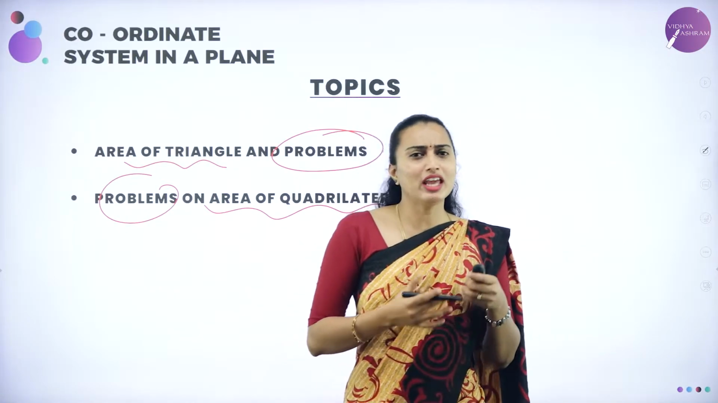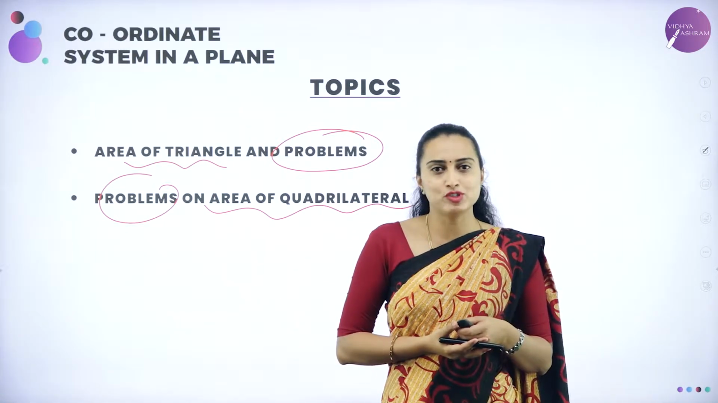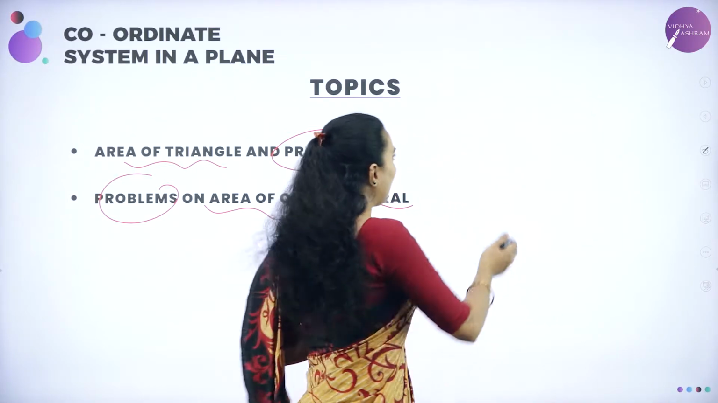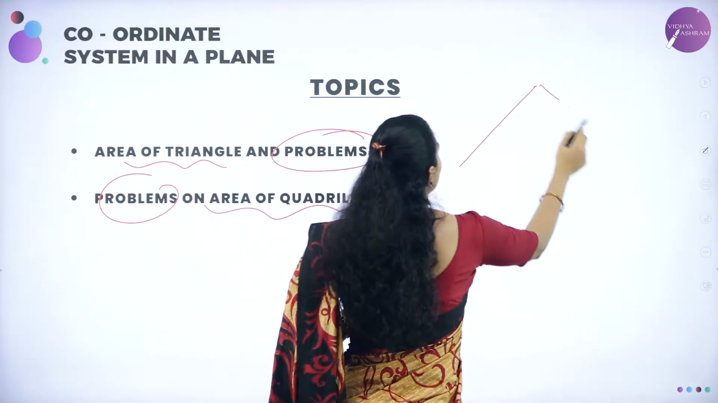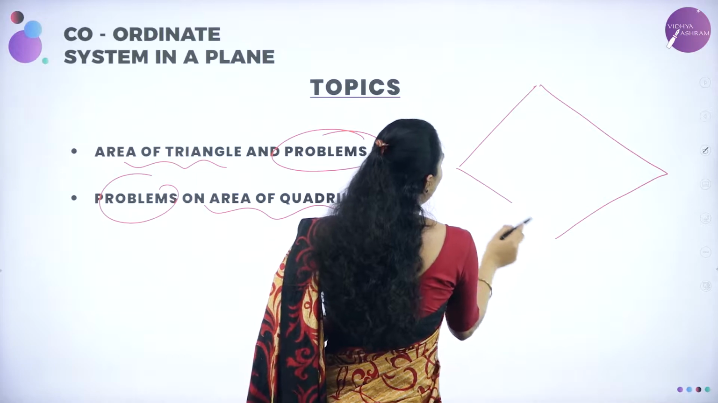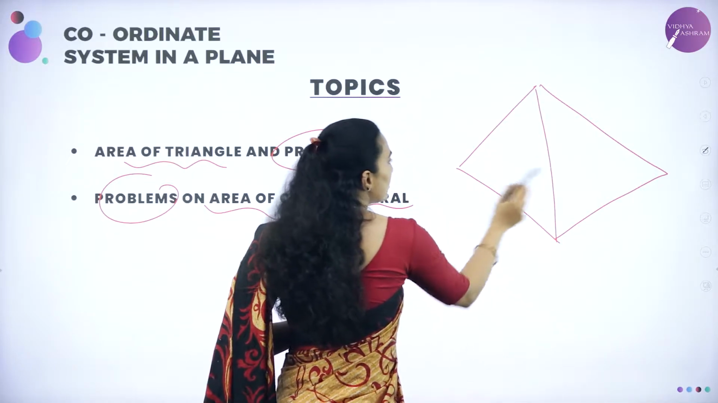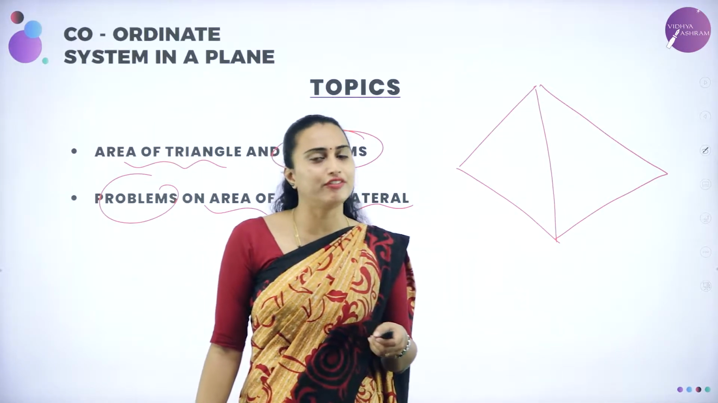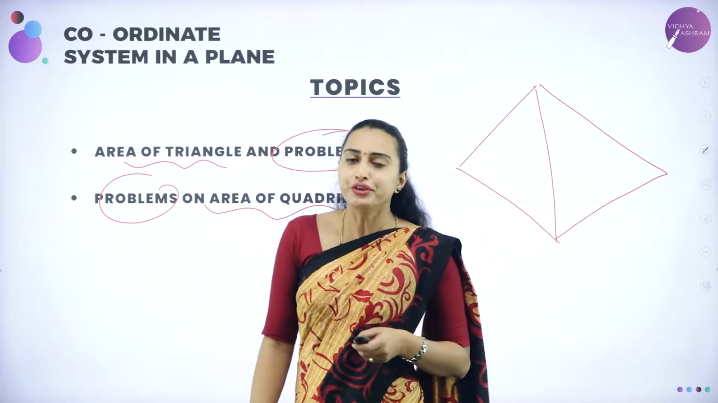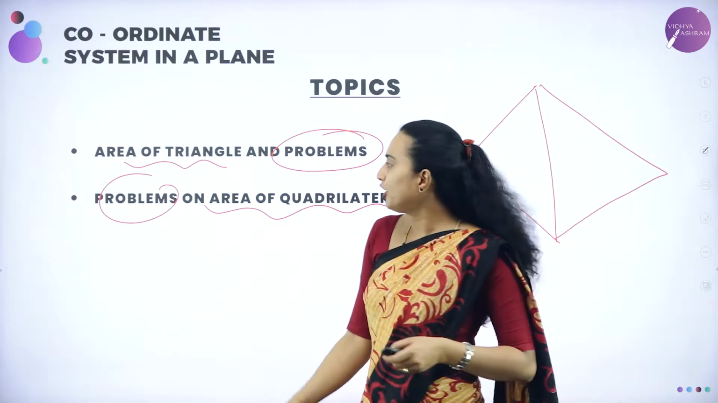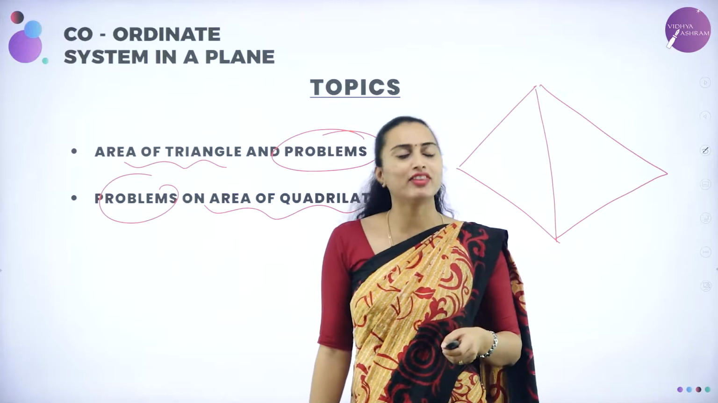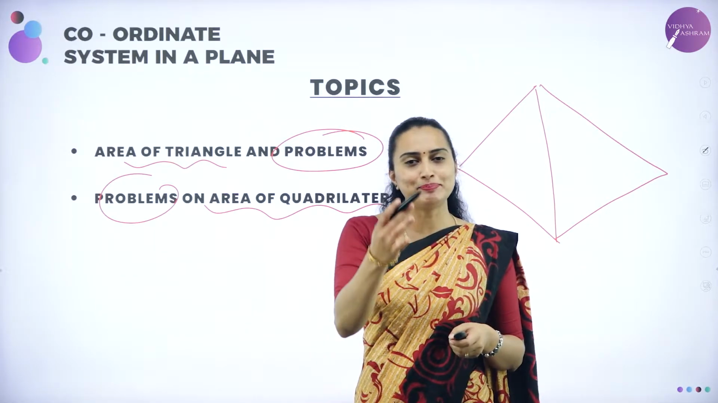Okay, then where will the quadrilateral come, ma'am? So if this is a quadrilateral, you can divide this into two triangles. So again you can have here area of a triangle. So therefore you are going to have here area of a triangle problems and then also the quadrilateral problems.